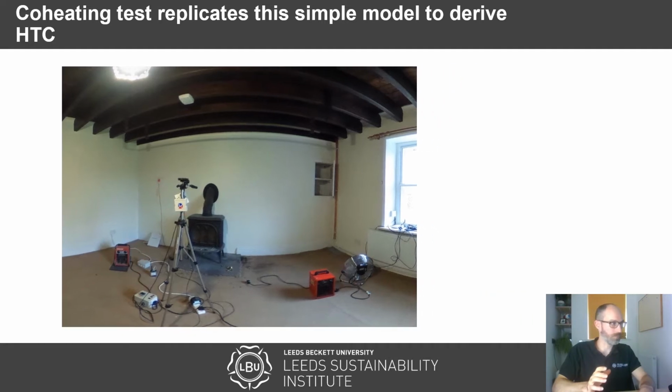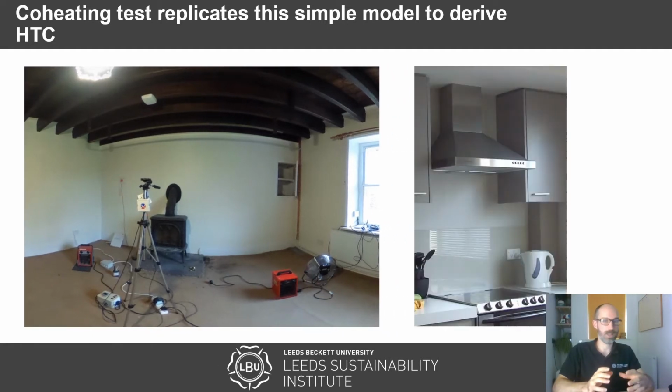And for the same reason, in the coheating test, we will tend to seal up any purpose-built ventilation like extractor fans or trickle vents. This is because if you leave them open, you can have wind blow through your property, reducing your temperatures and making your system go slightly chaotic, which makes the analysis much more challenging.